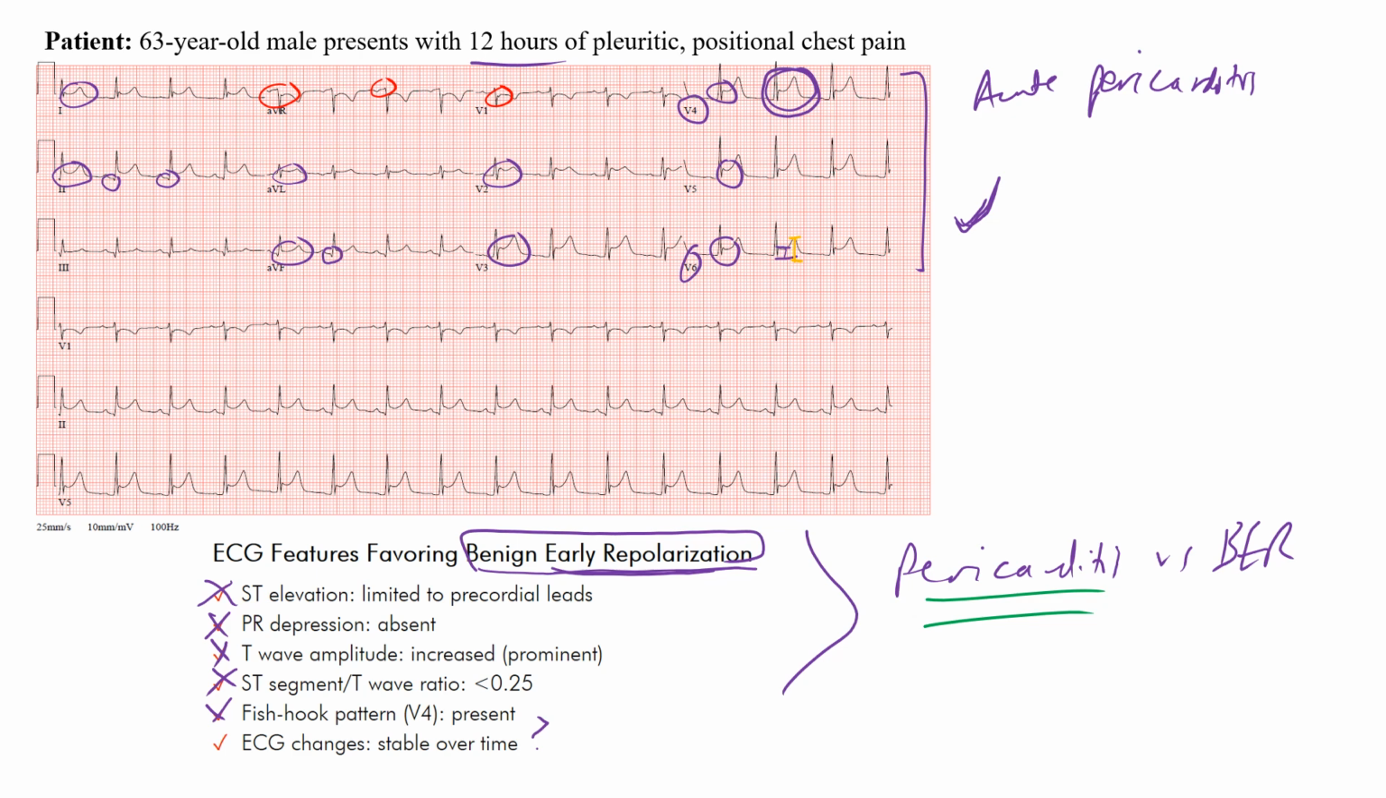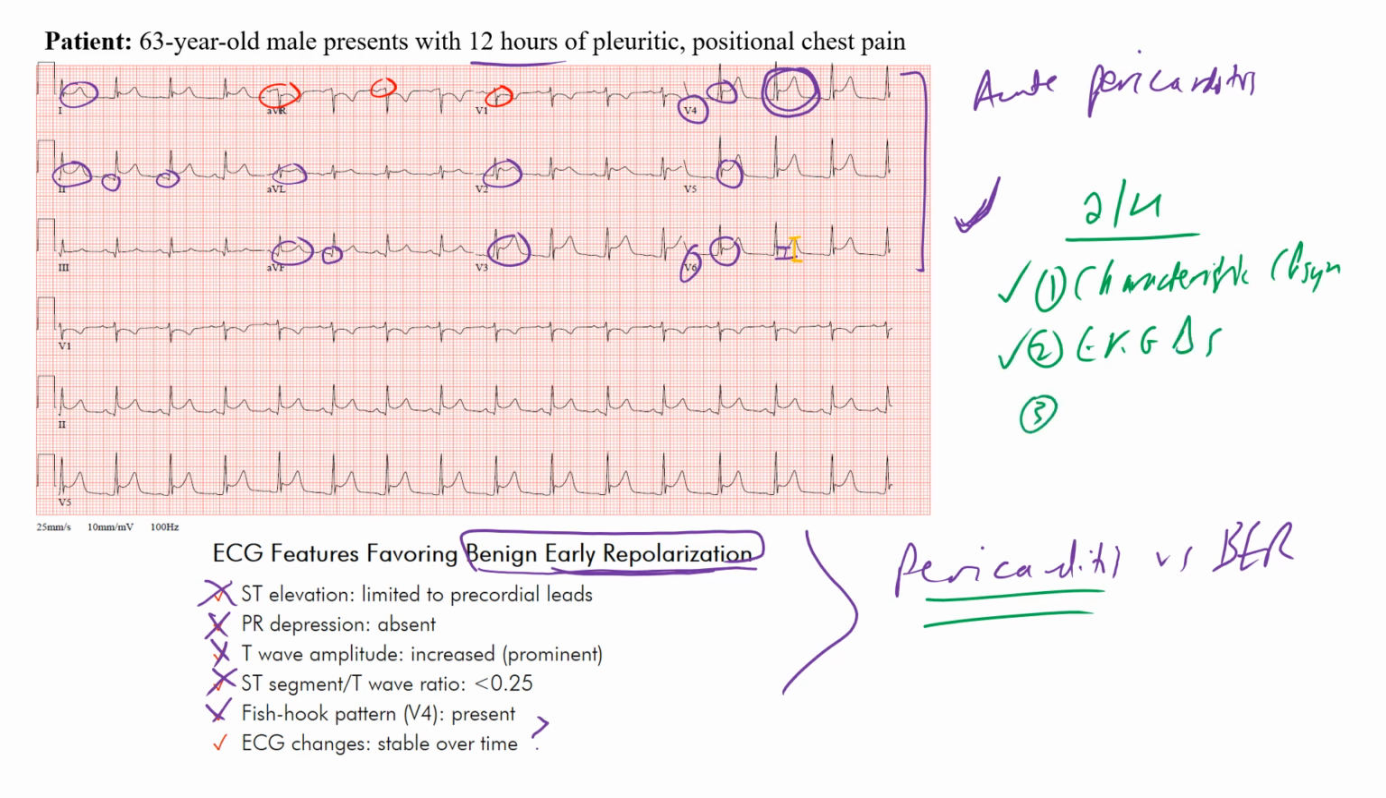The EKG changes we see here, so it already meets 2 of the 4. Remember the 4 criteria? You need 2 out of the 4. 1 was the characteristic chest pain syndrome. We've met that. 2, EKG changes. We've met that. So you've already diagnosed pericarditis. Now what are the other? It's 3 and 4.